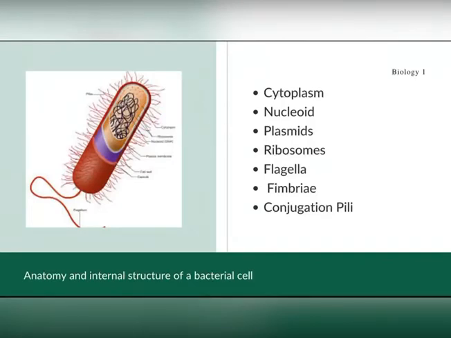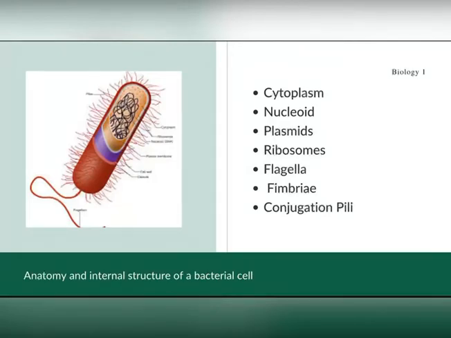Leaving the outside structure, let's focus on the inner side of the prokaryotic cell, which contains the following structures. The cytoplasm is a thick solution that fills each cell and is enclosed by the cell membrane. It is mainly composed of water, salts, and proteins.